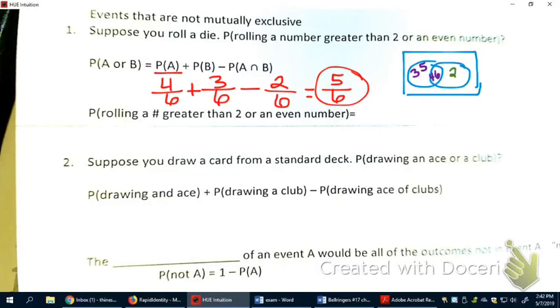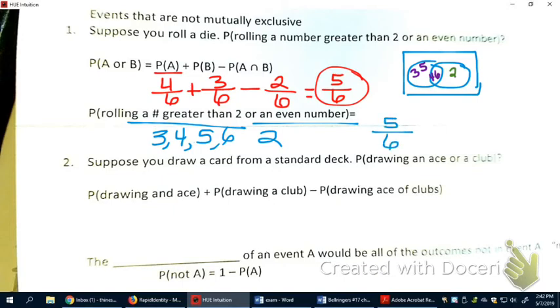But see, I don't think that you have to do it that way, although I think that formula is important. What you could do is just add it up. I know that numbers greater than 2 are 3, 4, 5, and 6. And even numbers that I've not already listed is a 2. So there's 5 of them out of a total of 6. So if it were me, I would probably do it the second way where I just list the possibilities. The first way was way confusing.